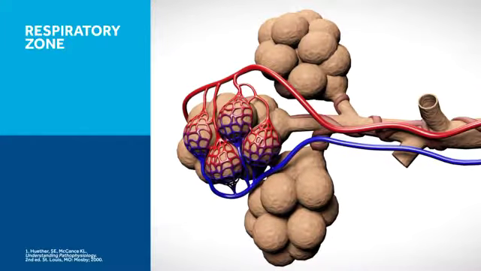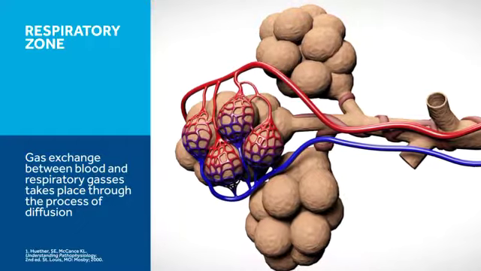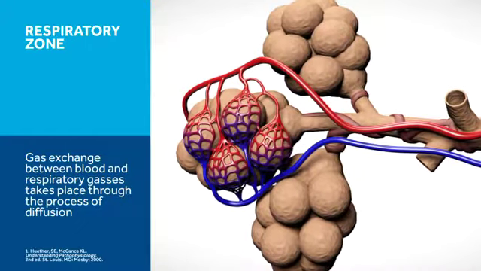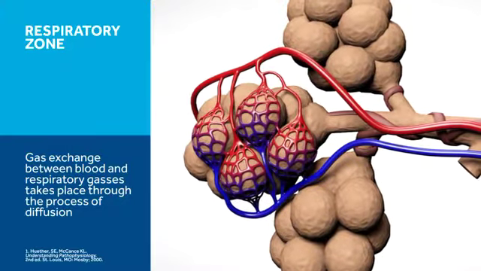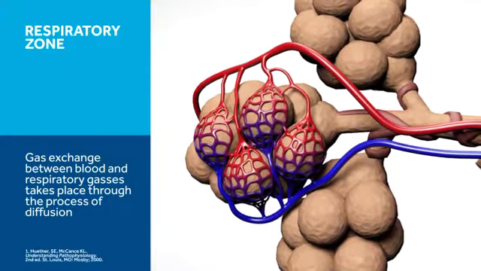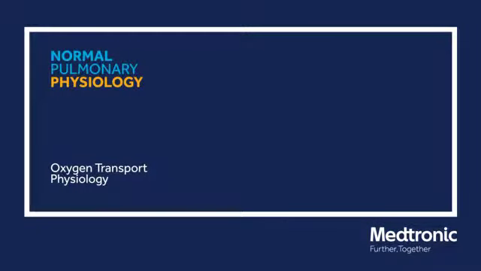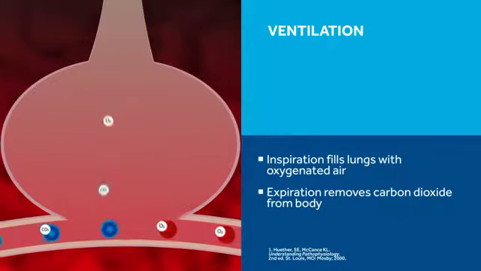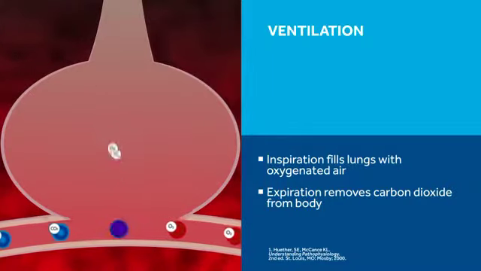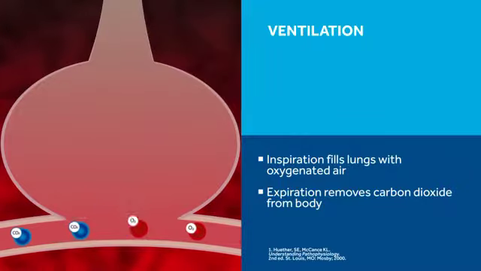This is the lower airway where gas exchange between blood and respiratory gases takes place. This is done through a process called diffusion, where O2 and CO2 move between the alveolus and the blood. For this reason, it is sometimes referred to as the respiratory zone. Ventilation is the inspiration and expiration of respiratory gases, sometimes referred to as external respiration. Exchange of oxygen and carbon dioxide occurs in the respiratory zone.